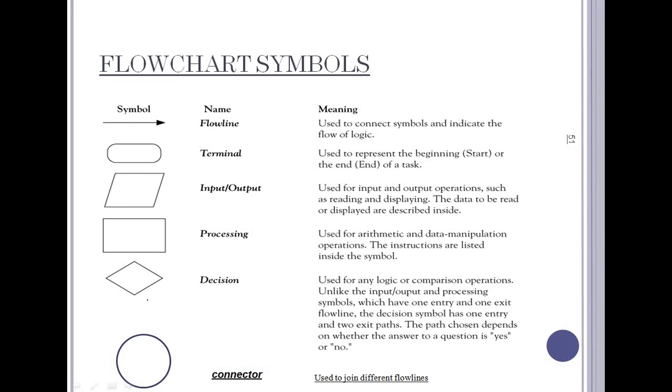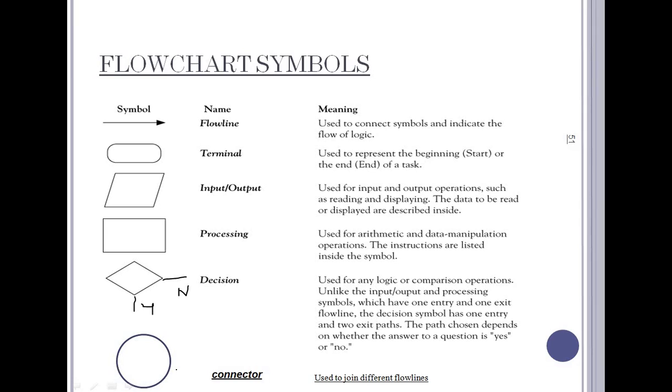The next is the decision symbol, where we want to do some comparisons between the variables and change the flow of control. The path decides whether the value of that particular conditional statement is true or not true. Depending on that, every decision box has two paths, the first is yes, and the second is no. The next one is the connector.